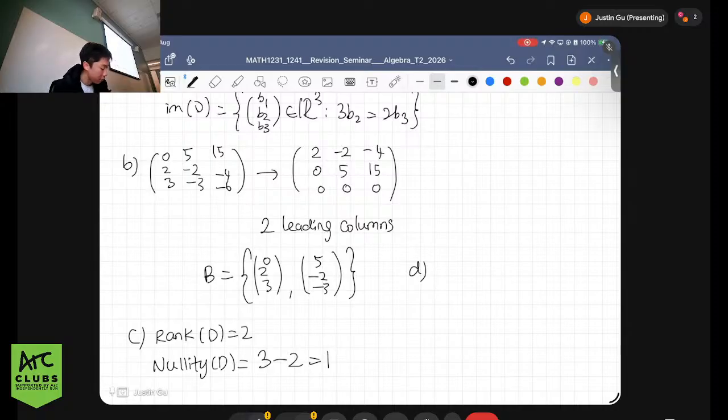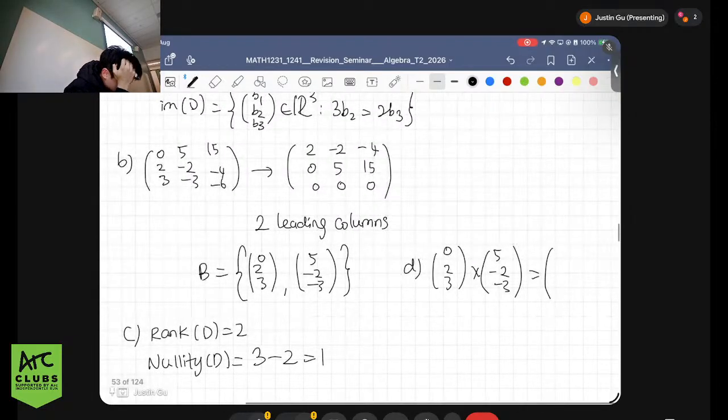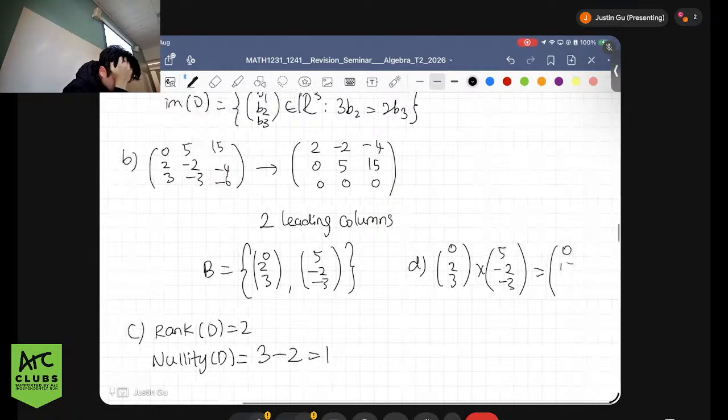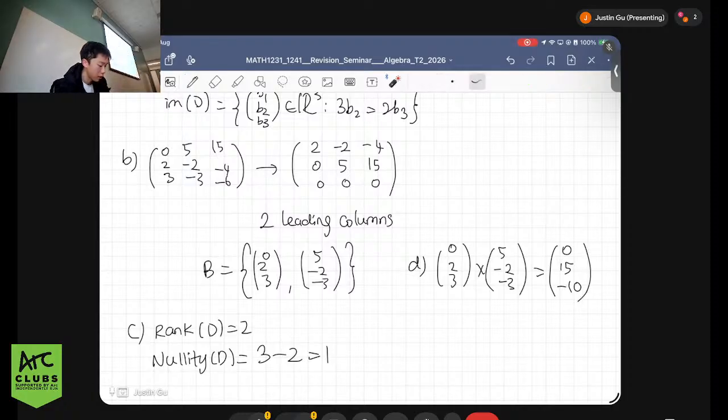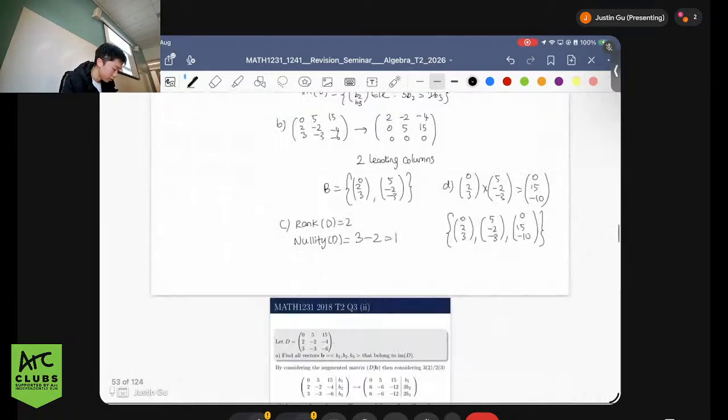Definitely, right? So if we just take the cross product, (0, 2, 3) cross (5, -2, -3), you should get (0, 15, -10). Yeah, so this here is our third vector. Therefore we can say that we have (0, 2, 3), (5, -2, -3), and (0, 15, -10) as our 3 vectors.